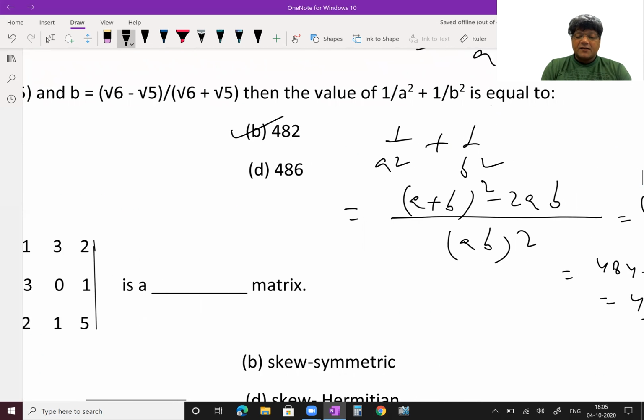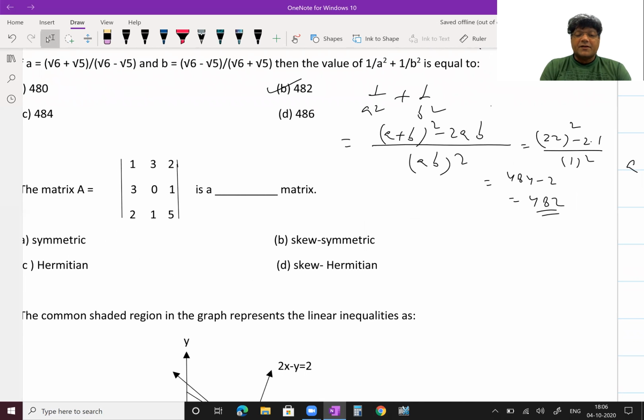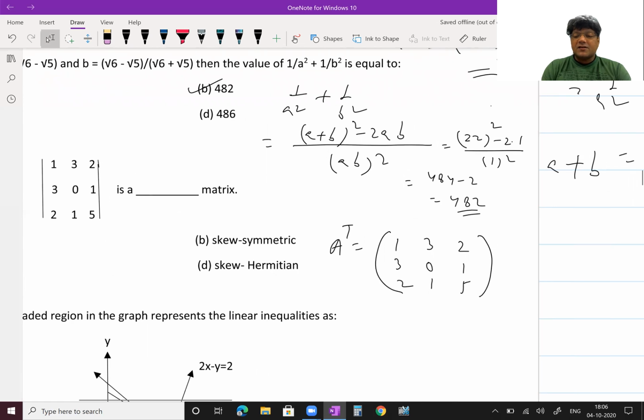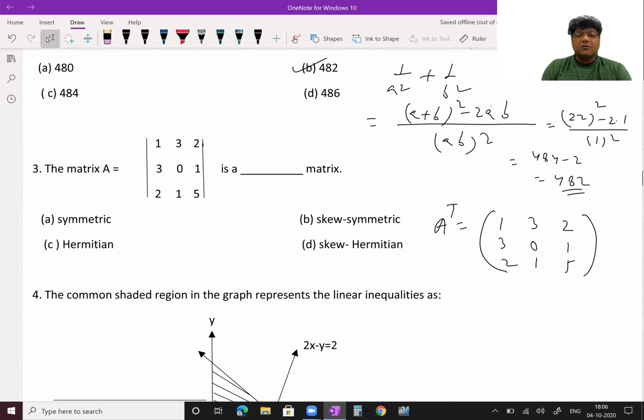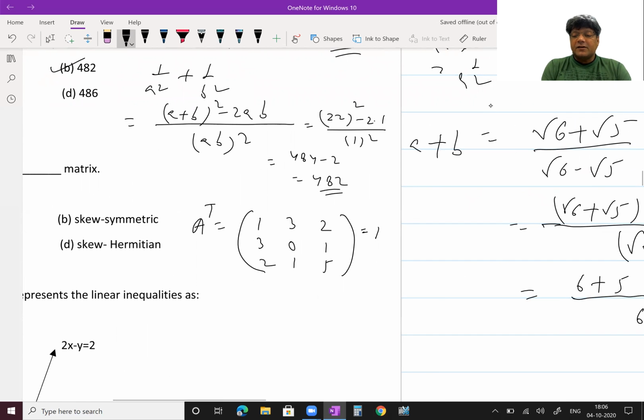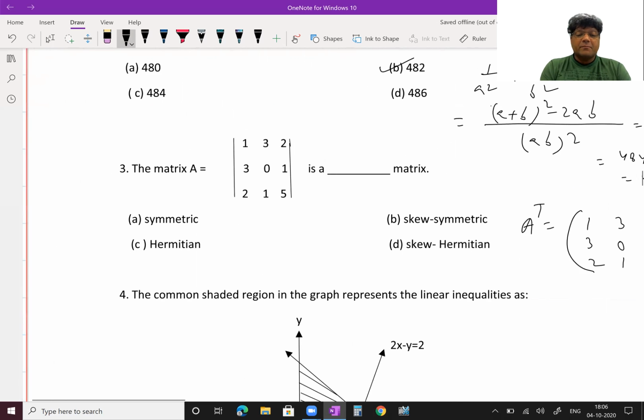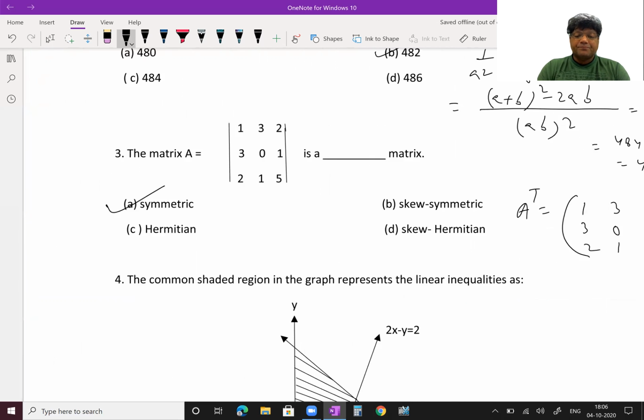Third is a matrix A. Is it symmetric or skew symmetric? How to check? Matrix A is given like that. So guys, A transpose will be what? I will write the first row in the first column. First row is 132, writing in first column. Second row 301, writing in second column. Third row 215, writing in third column. You have seen I have written the rows into columns, but still the matrix is same, 132, 301, 215. That means this is equal to A only. So if A transpose is equal to A, that matrix is called what? Symmetric matrix. Your option A.